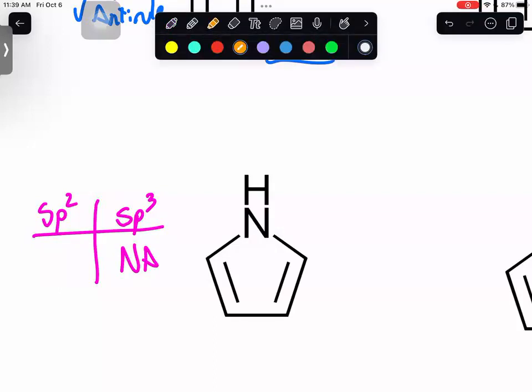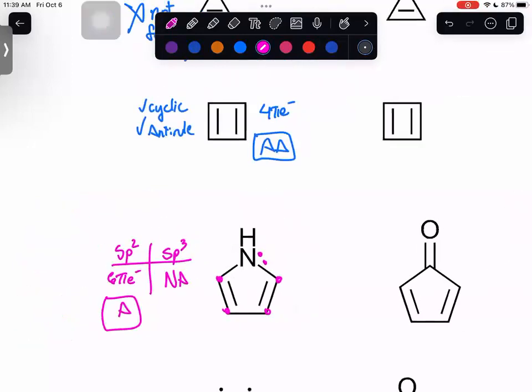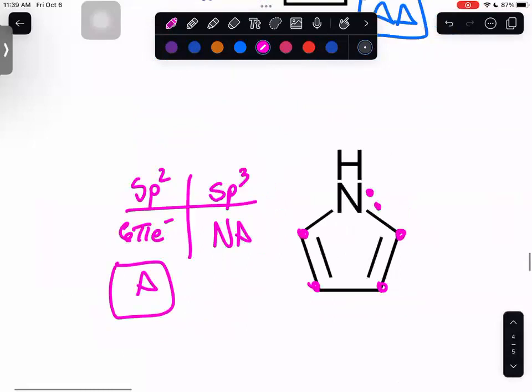Six, because it's single bonded and it has a lone pair, so it donates the 2 electrons. Okay, 6 pi electrons. Is that following Huckel's or the anti-rule? Huckel's, so it's aromatic. So is it going to choose to be sp2 or sp3? sp2. How do we know which one? Because you have to know what's going to be more stable. What's more stable, aromatic or non-aromatic? There you go.